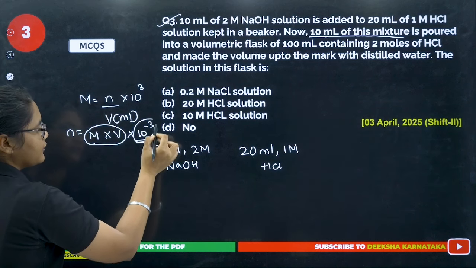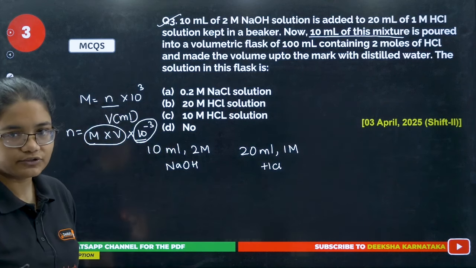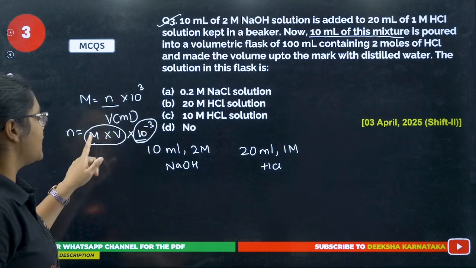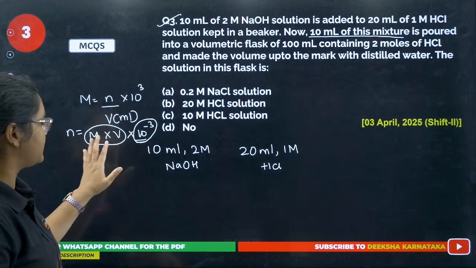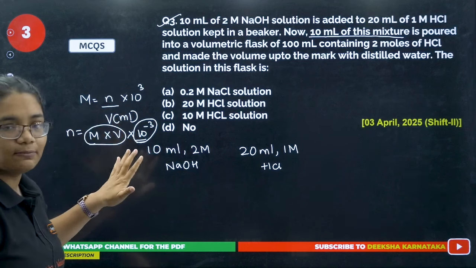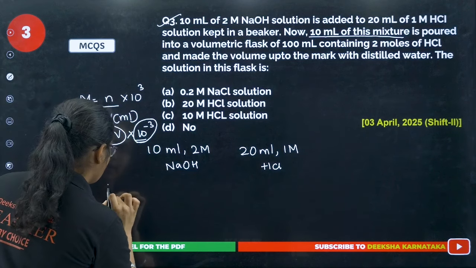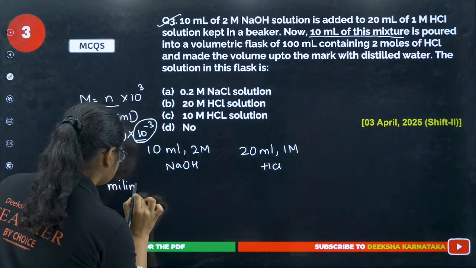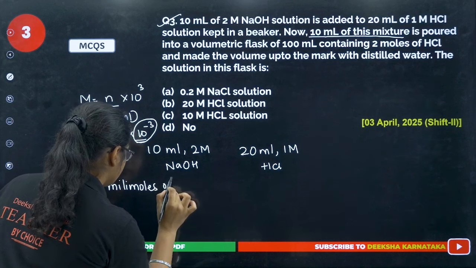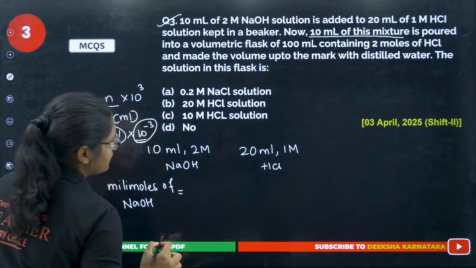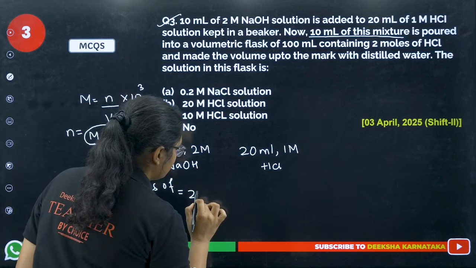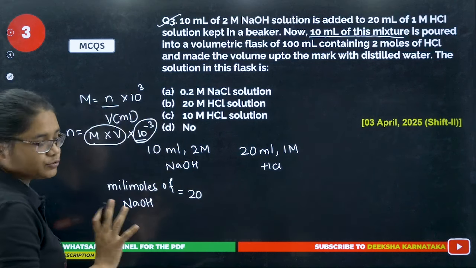Now this one you can take as a unit of millimoles, right? If I have this and want to convert it into millimoles, then I multiply by, or divide by, 1000. Whatever answer I get, that is millimoles. So millimoles of NaOH is equal to 20 into 20. Millimoles of NaOH is 20.